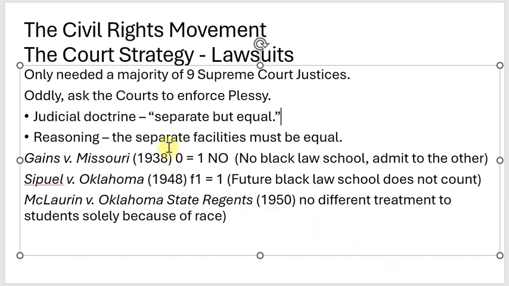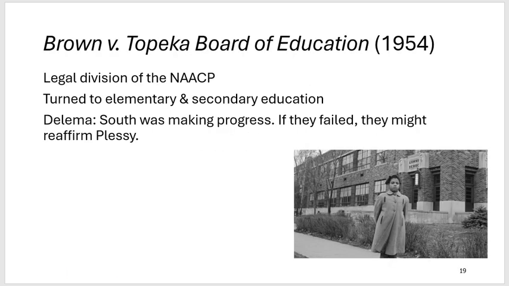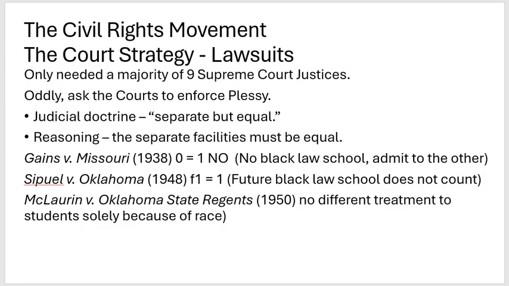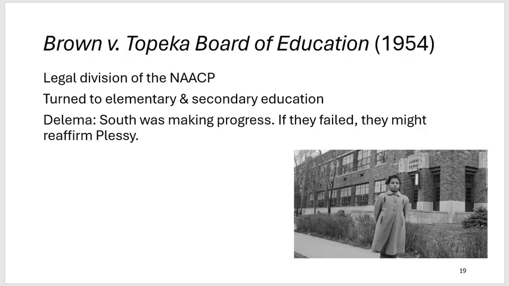So you can see here the NAACP, the Black Civil Rights Movement, is making success. You can't treat them differently. You've got to give them equal access. All right, so they were having so much success, the NAACP decided to go for broke. You can see in these previous cases, they were in college. Here they decided, let's go to elementary and secondary education.